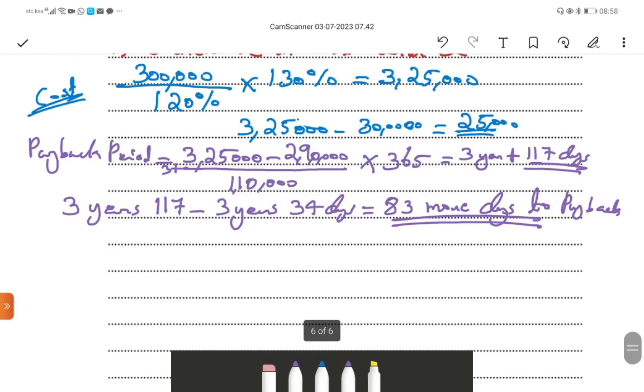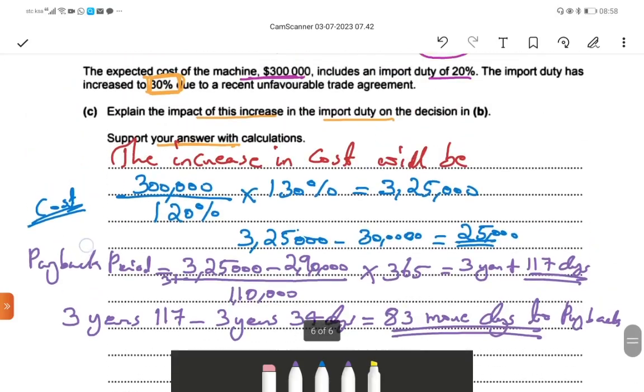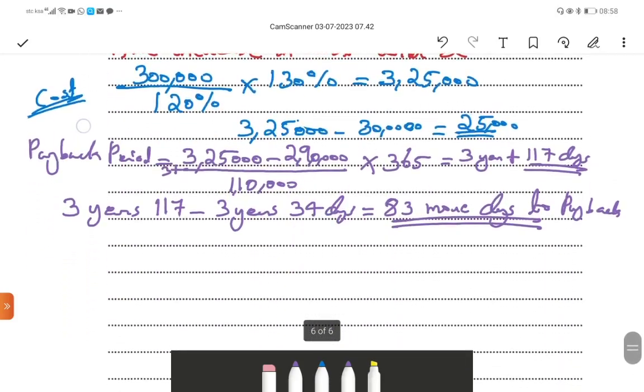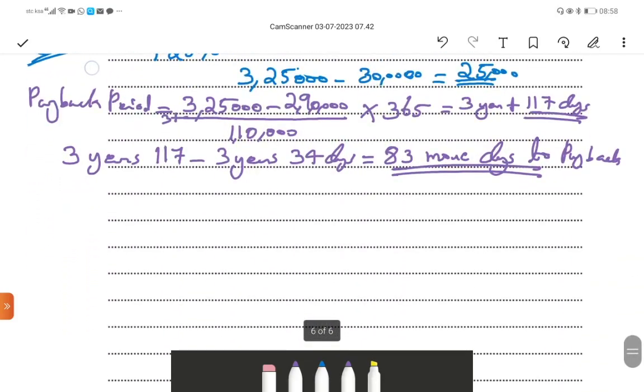Next we can do the payback. We are done. Cost is 25,000 more. Payback is 83 more days to pay back. Next we have to find accounting rate of return, or ARR.